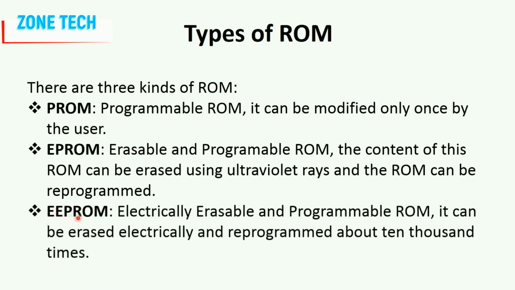At last we have EEPROM, electrically erasable and programmable ROM. It can be erased electrically and reprogrammed about 10,000 times. Both erasing and programming in EEPROM takes about 4 to 10 milliseconds. It is flexible because any location in EEPROM can be selectively erased and programmed, but only one byte is erased at a time, rather than the entire chip.